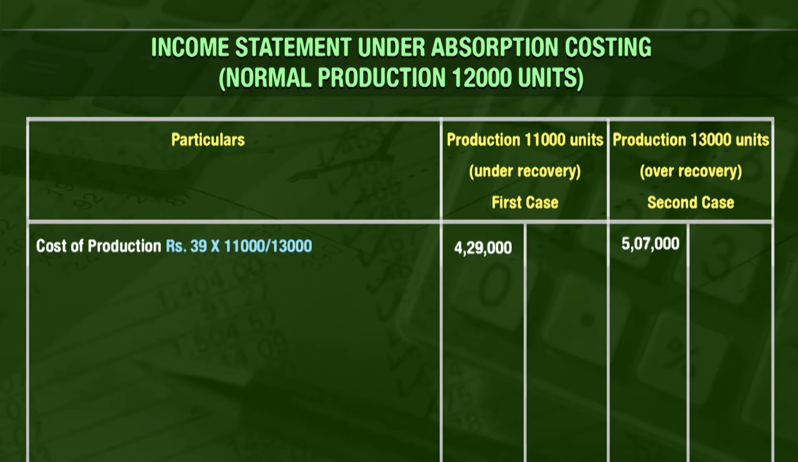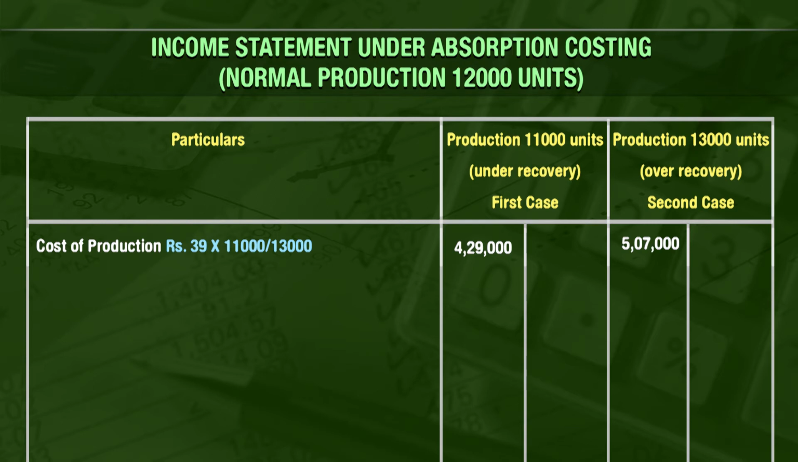Cost of production will be 39, get the total of 15, 8 rupees, 2 rupees, 4 rupees and 10 rupees, which will be multiplied by 11,000 and 13,000. Finally, cost of production: in the first case our production is 11,000 units and in the second case our production is 13,000 units. Now, this will be multiplied by the per unit cost which is arrived at rupees 39 per unit. So, 11,000 units will be multiplied by rupees 39 and 13,000 units will be multiplied by 39. Finally, we will have the answer of 4,29,000 and 5,07,000.